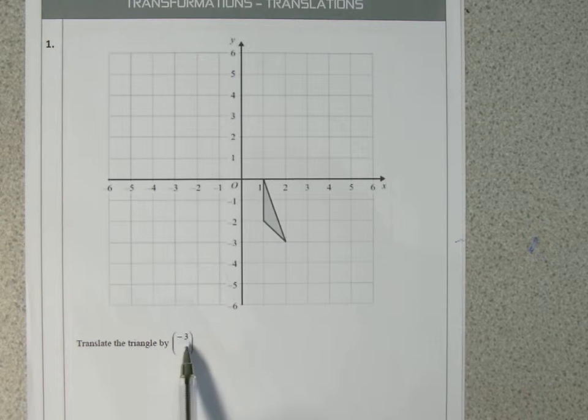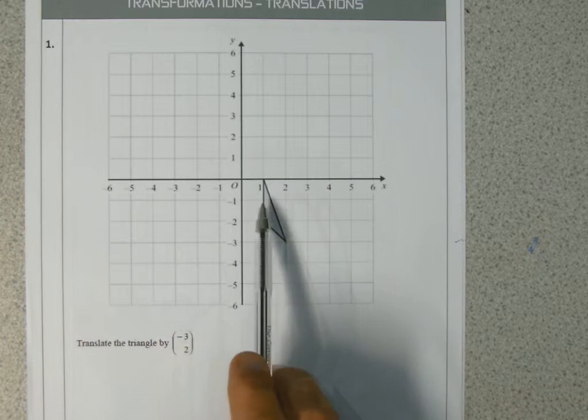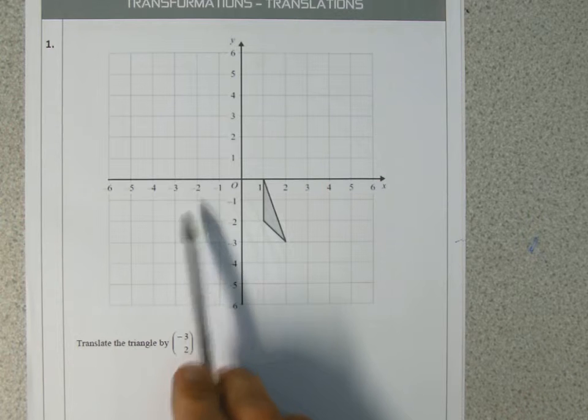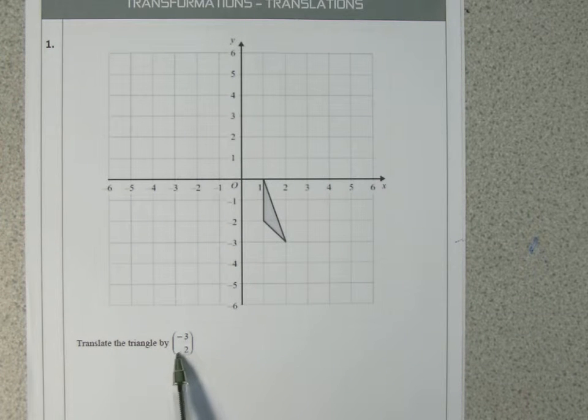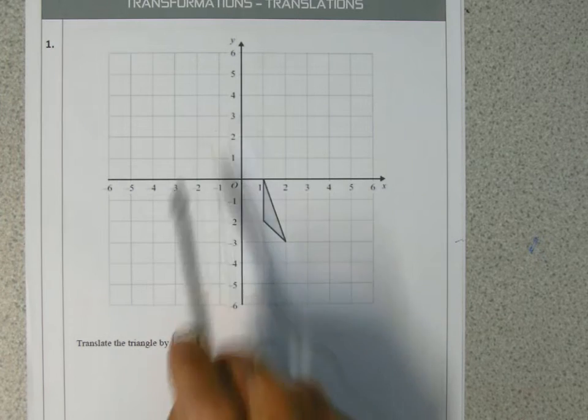Now, quite simply, the top number tells you the change in the x direction. So the top number tells you how many you need to move across. The bottom number tells you how many you need to move in the y direction, so how many you need to move up or down. Now in this case, because it's -3, we move across first. Because it's -3, we need to move it backwards 3. And then because it's +2, there's no sign there, so that means it's +2. Then you need to move it up 2.